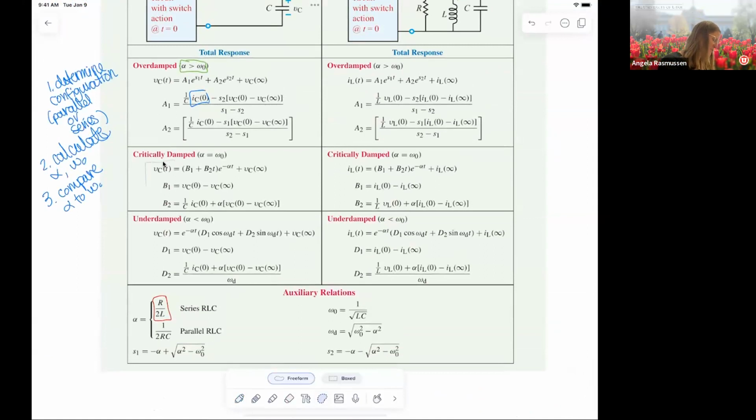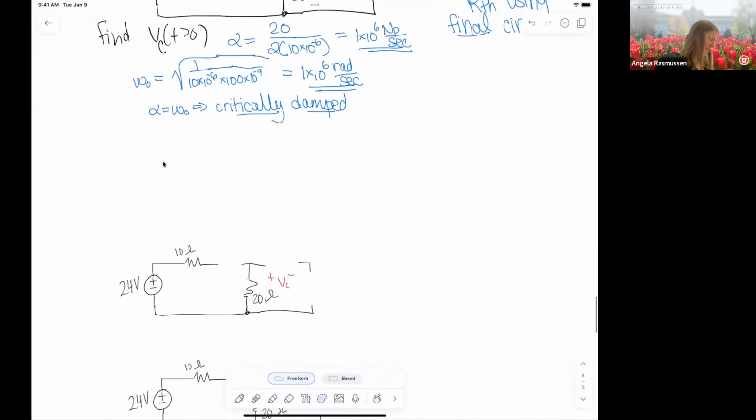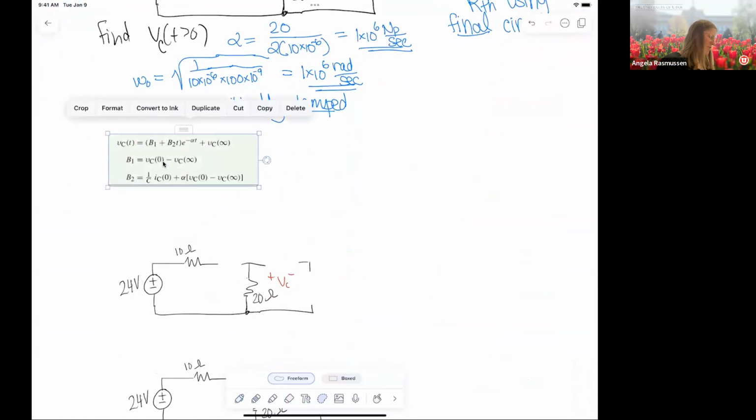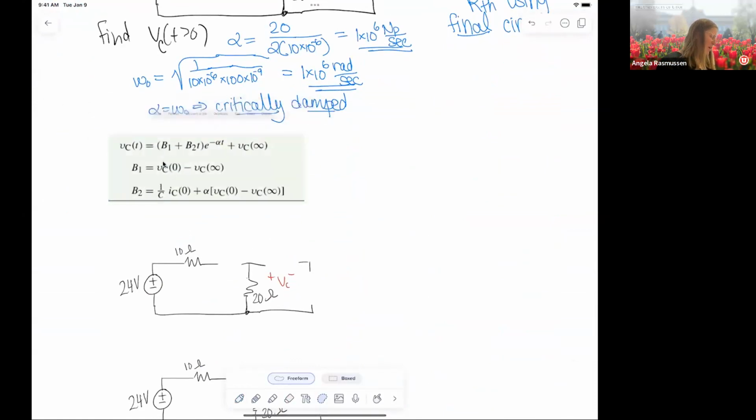Okay, so now I'm going to use the critically damped form. So I need to find these values, where B1 is going to be the initial value for the capacitance minus the final value. B2 is going to be 1 over C, IC, which will be the initial value for the current, and then VC of infinity will be the final value. So now we want to find these values.